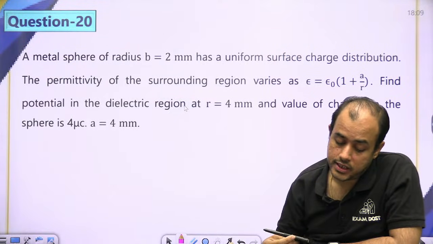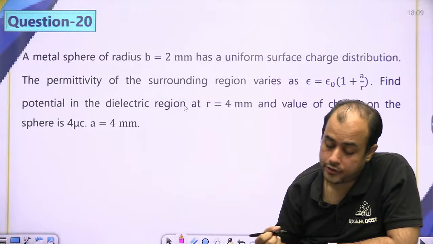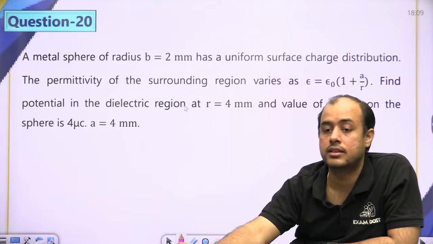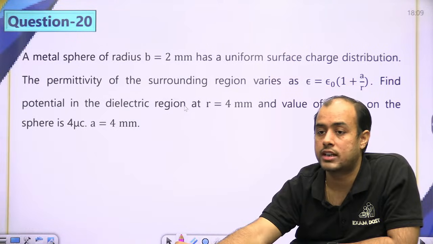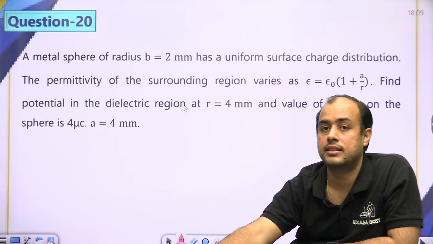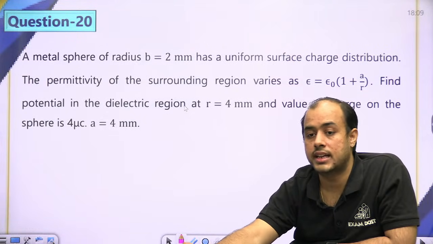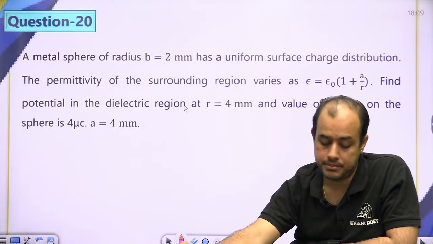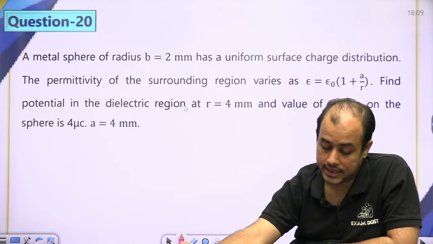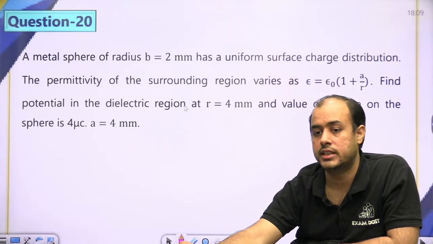A metal sphere of radius 2 mm has a uniform surface charge distribution. The surrounding permittivity is epsilon naught into 1 plus A by R. Find the potential in the dielectric region at R equal to 4 mm, and the value of the charge on the sphere.